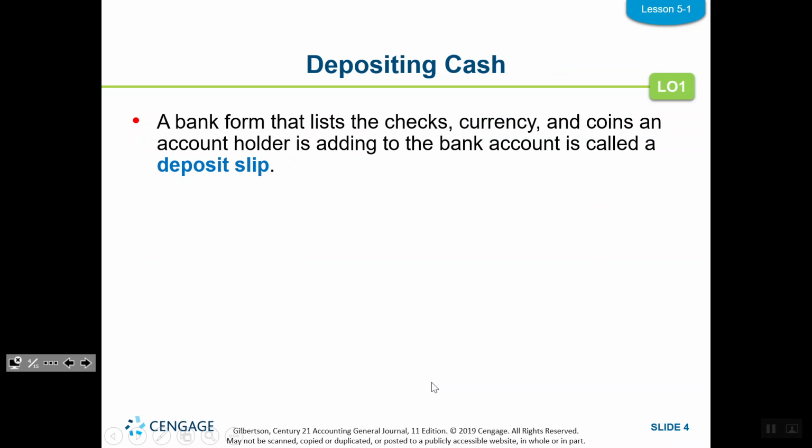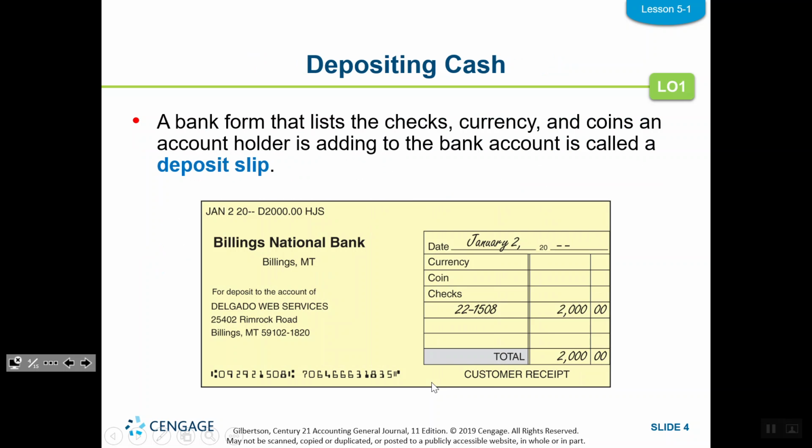Okay. A deposit slip is a bank form that lists the checks, currency, and coins an account holder is adding to the bank account. So here's that deposit slip. Okay. So the first thing we do is fill out the date. Currency are the actual bills. So if you have bills that you deposit, you put that total here. Any coins that you happen to have, that total will go here.